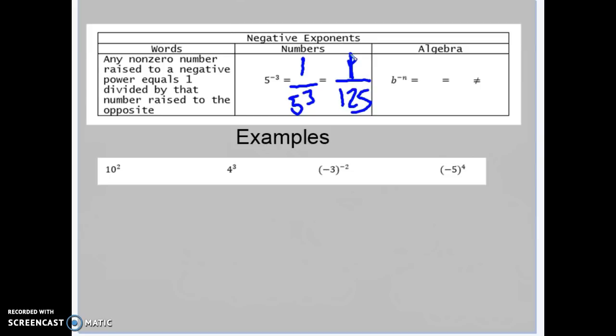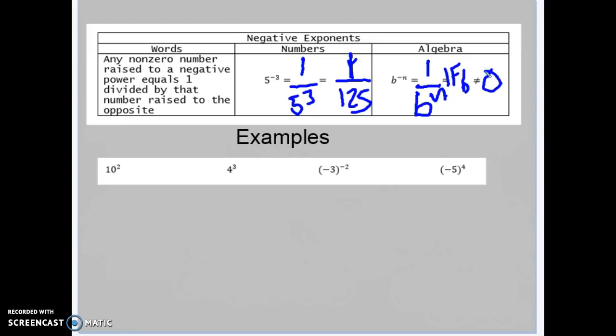In terms of algebra, if I were to use variables, what that means is if I had b to the negative nth power, my numerator becomes 1. My base was b, it moves to the bottom. And then now my exponent n is positive. So that works if your b value is not 0. So b cannot be 0. Any other time it works.